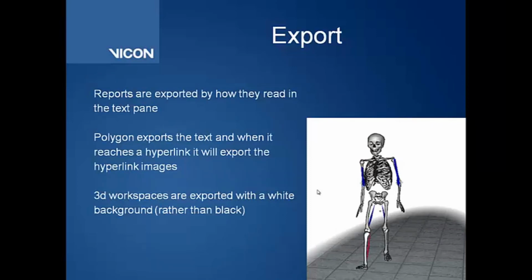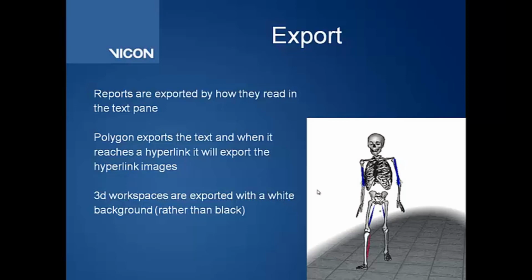Any report that you export to Word is going to be exported based on how it reads in the text pane. So it'll go top to bottom, left to right. When Polygon is exporting text and then it comes to a hyperlink, it will stop the text, insert the hyperlink image, and then carry on with the text until it reaches the next hyperlink, and then it'll insert the hyperlink image and then continue down the page.